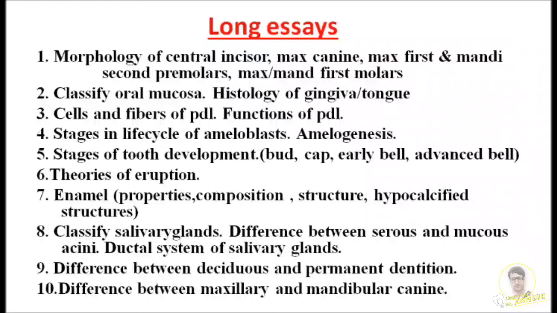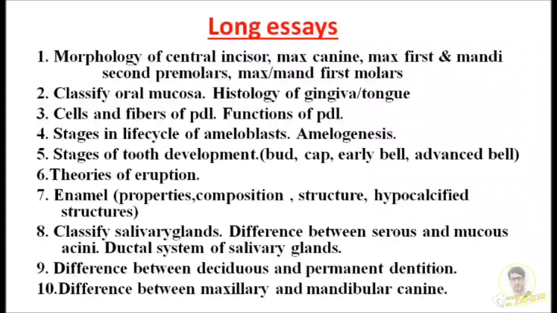The seventh important question is enamel. From the enamel chapter, you should know the properties of enamel, composition of enamel, and structure, and especially the hypocalcified structures of enamel are very important. They can ask you in 5 marks, 3 marks, or as a short note. So just learn about the properties, composition, structure, and hypocalcified structures.